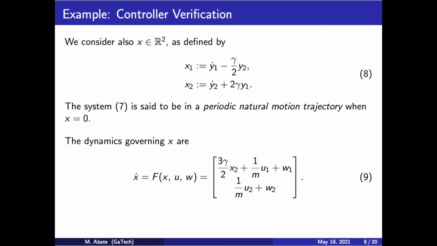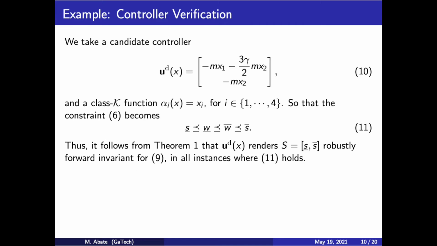So now that safety is defined in terms of the parameters x, we need a dynamical system representation of the dynamics of x. These are given by equation 9. And on the following slide, we're going to propose a desired controller for this new system, and then verify the fact that it enforces the robust forward invariance of an interval about the origin in the x space. Okay, so this desired controller is given by equation 10.